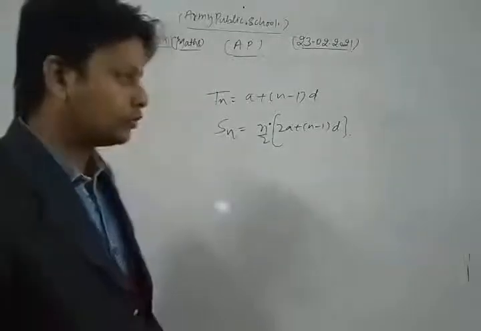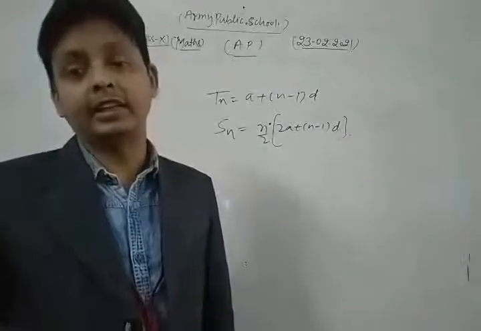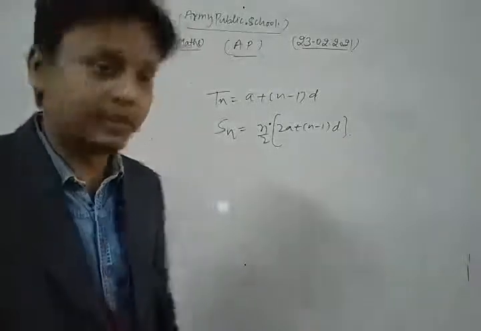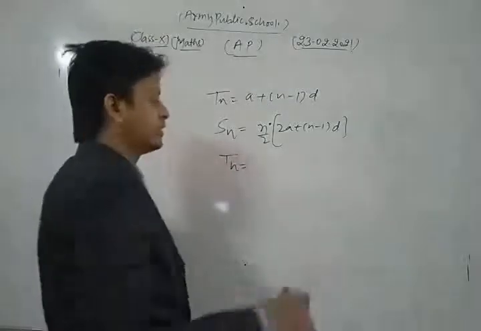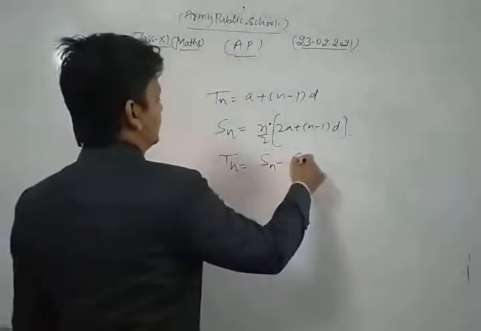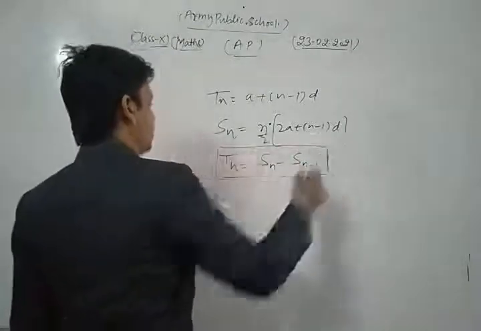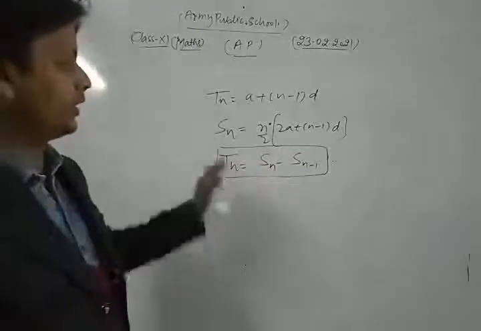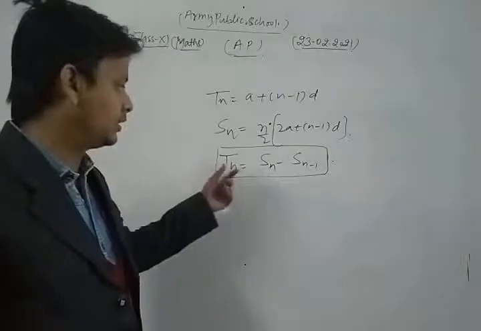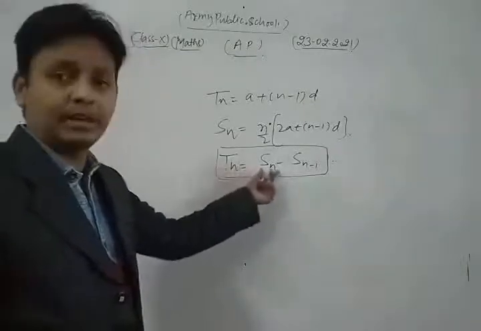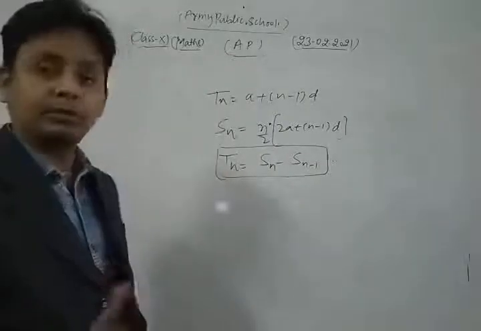The next important formula related to AP is what? Dear students, if the sum of n terms is given and you want to find the nth term of an AP, the formula is Sn minus Sn minus 1. Sn minus Sn minus 1. This is a very important formula related to an AP, meaning the nth term of an AP is the sum of n terms minus the sum of n minus 1 terms.